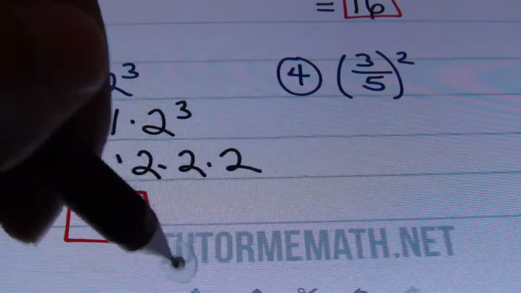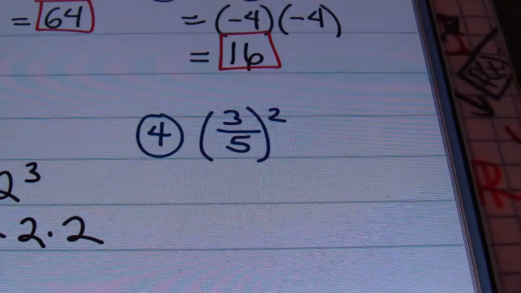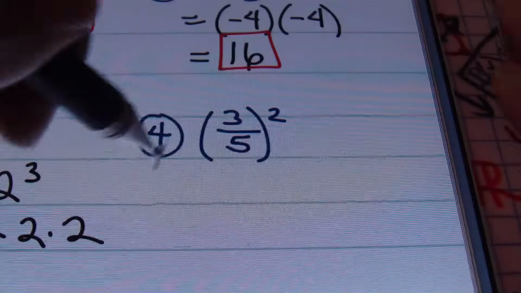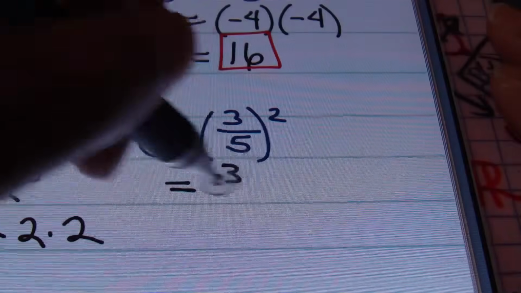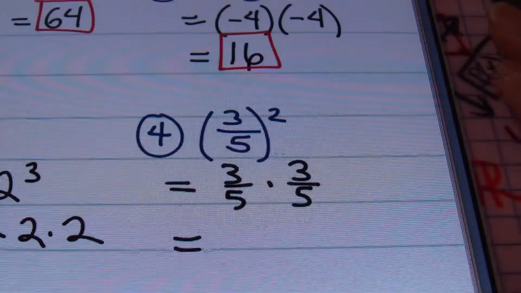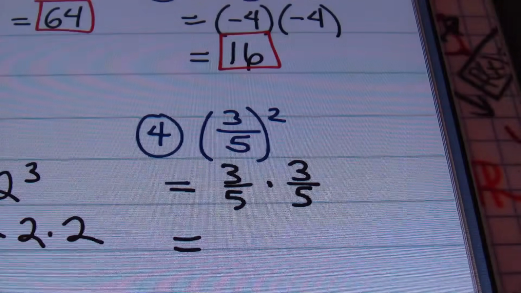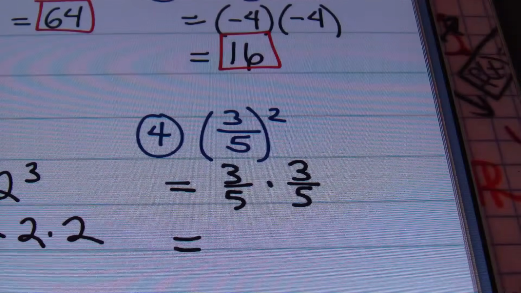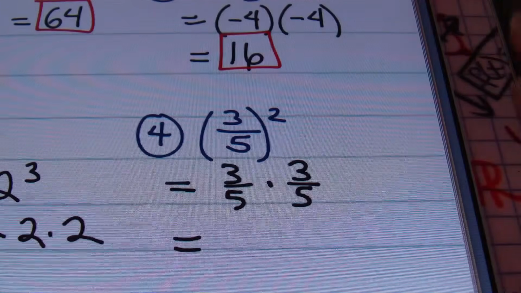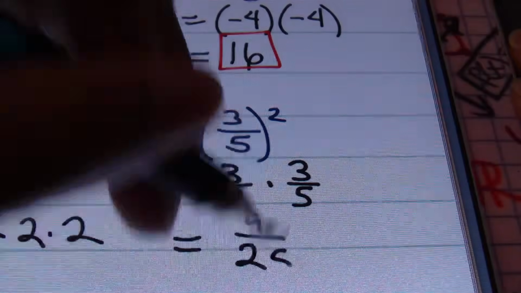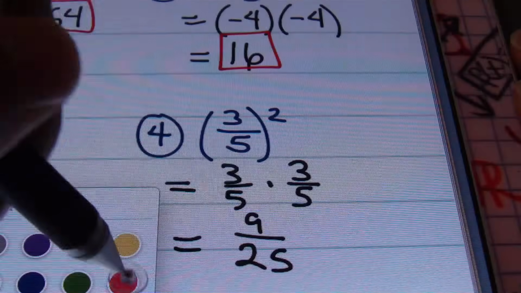All right, continuing on. Let's look at problem number 4. For problem number 4, we have the quantity of 3/5 raised to the second power, or in other words, 3/5 squared. So this could be rewritten as 3/5 times 3/5. You're multiplying that exact same fraction times itself. So all you have to do here is multiply straight across, since you don't have an opportunity to simplify before you multiply, which is my favorite, by the way. So multiplying straight across, you'll have 9 over 25. And that's it. That's the answer.